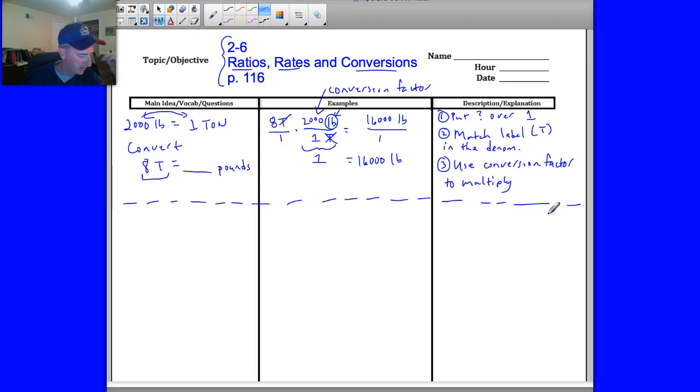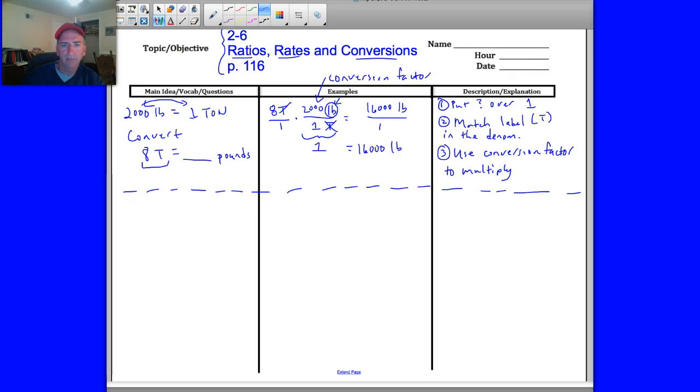Let's do another one. This one should go a little bit faster since we just did one. Let me see if I can slide my mouse down without it being weird. Yay, it worked. All right, let's say that I have 35 feet, and they're asking me to figure out how many yards this is. To make our life easier, I'll give you the conversion factor. 3 feet is equal to 1 yard. So, step 1, put the question over 1, 35 feet.